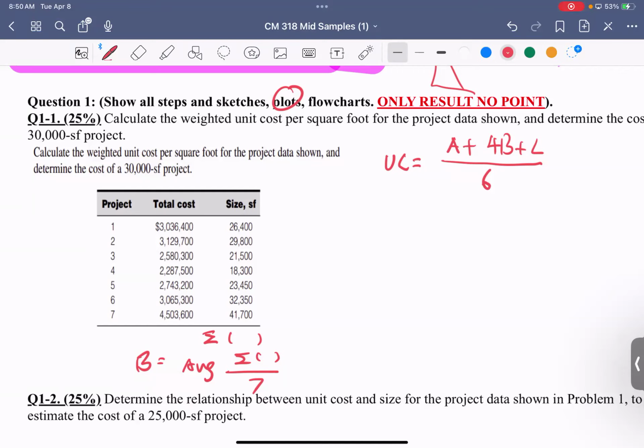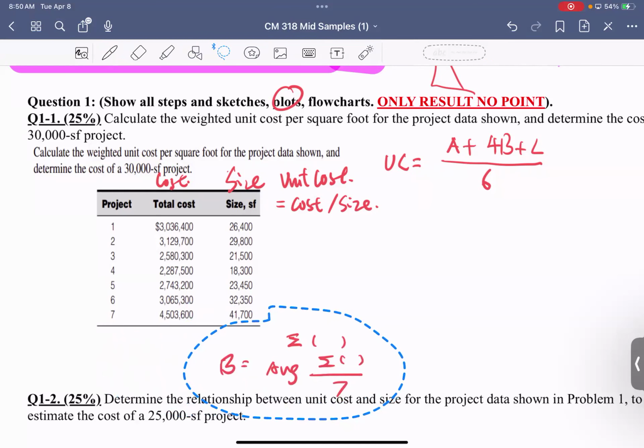In this case, this is your unit, this is your size, and this is your cost. Your unit cost will be your cost divided by your size, right? So this B does not belong here, it belongs here. For each of them, you need to find these for each column.